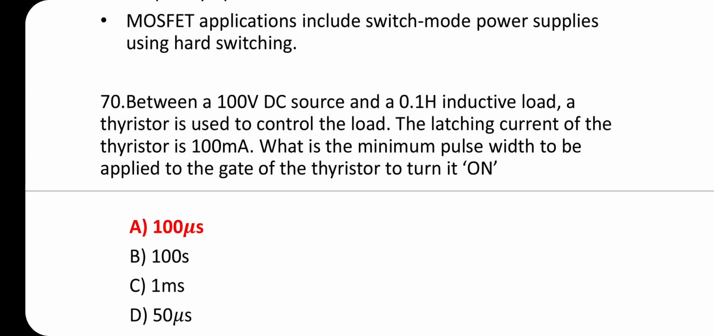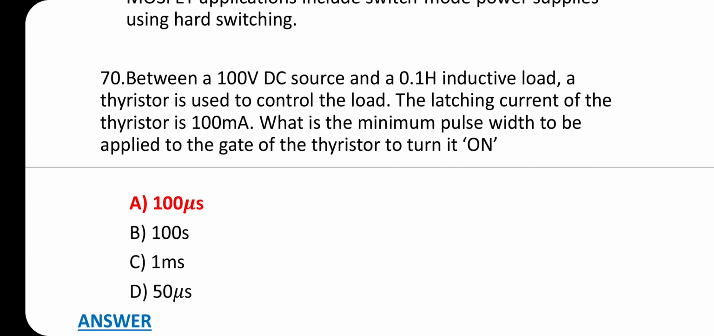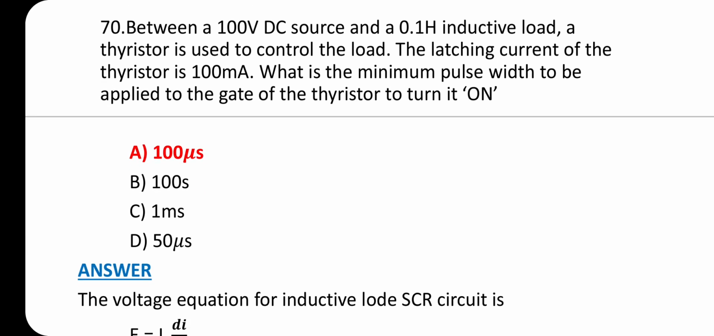Question number 70. Between a 100 volt DC source and a 0.1 henry inductive load, a thyristor is used to control the load. The latching current of a thyristor is 100 milliampere. What is the minimum pulse width to be applied to the gate of the thyristor to turn it on? Answer is option A, 100 microsecond.